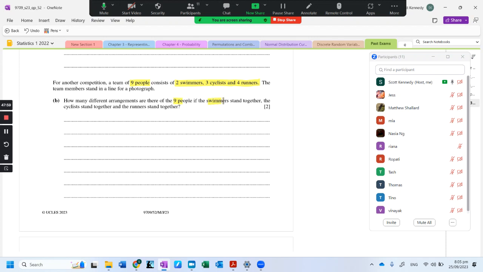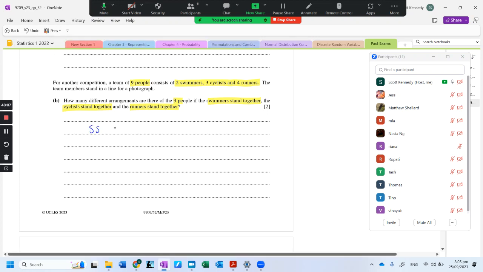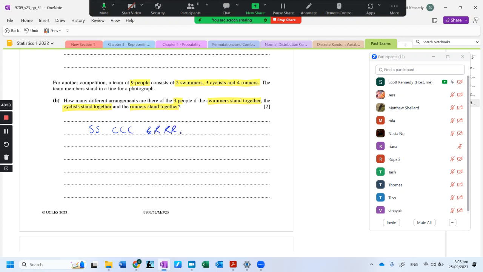If the swimmers stand together, the cyclists stand together, and the runners stand together. Okay, this is pretty easy then, really. So we've got swimmer, swimmer, cyclist, cyclist, cyclist, runner, runner, runner, runner. Okay, now they all stand together. Now remember, they're different people. They're not duplicates, they're not clones.